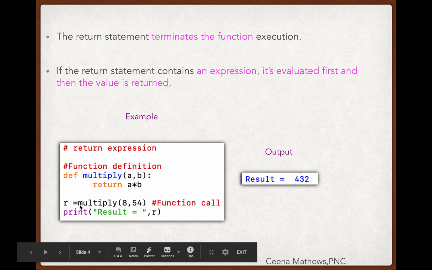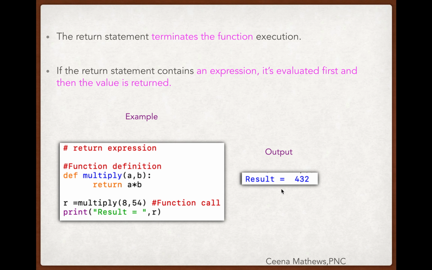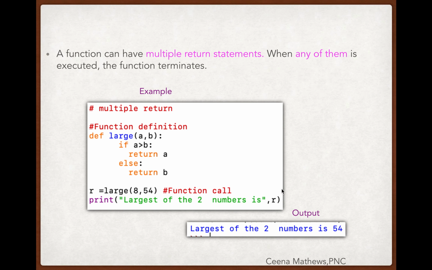That is, the function call statement is assigned to a variable r, so the return value will be assigned to variable r, and when you print the value of r, you can see in the result the multiplication result of 54 into 8. A function can also have multiple return statements. When any of them is executed, the function terminates.